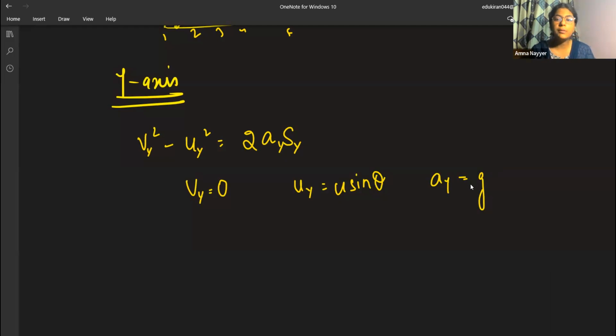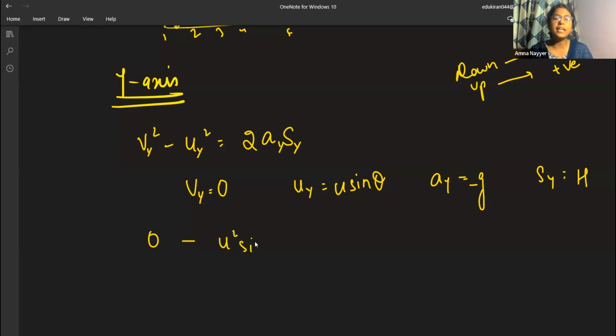Now again, we have to keep up the sign convention. I'm taking downwards as negative and upwards as positive. And what is the displacement along the y-axis? That is what we are trying to find, the height. So displacement is h. Now put everything in here. This becomes 0 minus u square sine square theta equal to 2 into minus g into h. That is, minus u square sine square theta is equal to 2 into minus g into h.